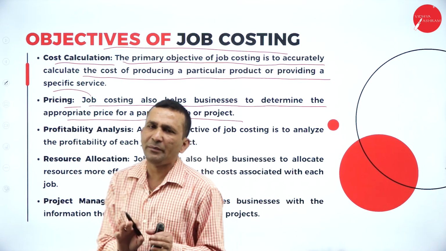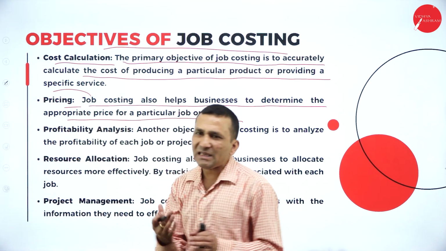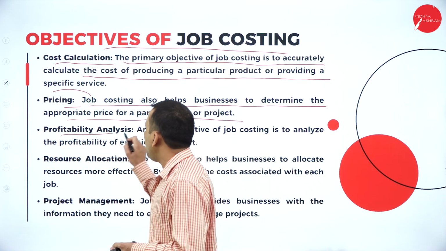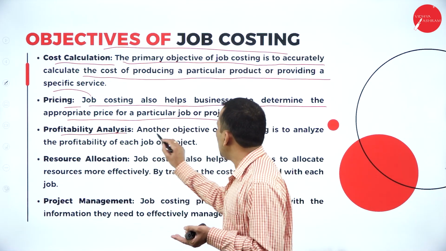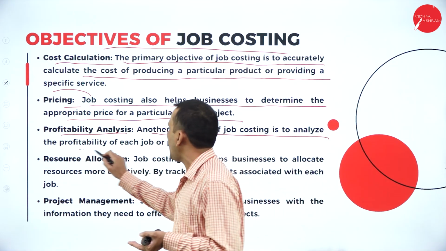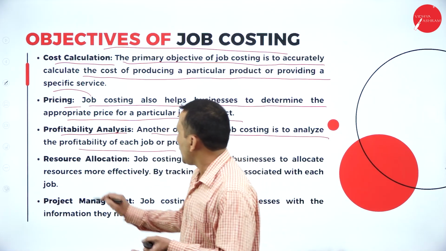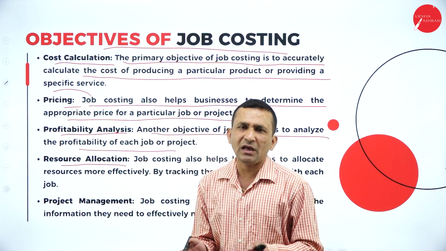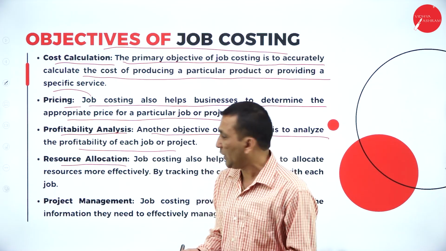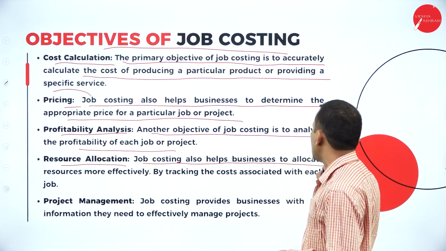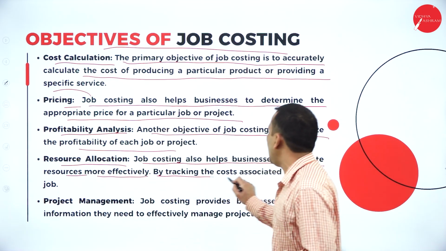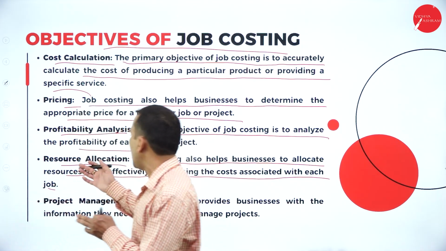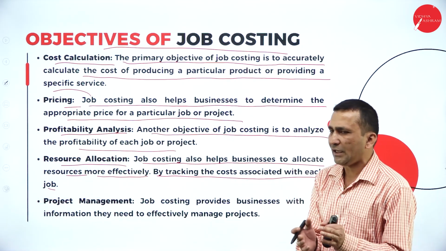See, anybody performing a job of course wants to go for pricing. Pricing is revenue generation. And profitability analysis is the same thing. So another objective of job costing is analyzing the profitability, how much profit we are getting. Next, resource allocation is also very important. Unless we allocate the resources, we cannot perform the job easily or smoothly. So job costing also helps the business allocate resources more effectively by tracking the costs associated with the job. Direct cost and indirect cost we are trying to allocate completely. We are trying to go for resource allocation.